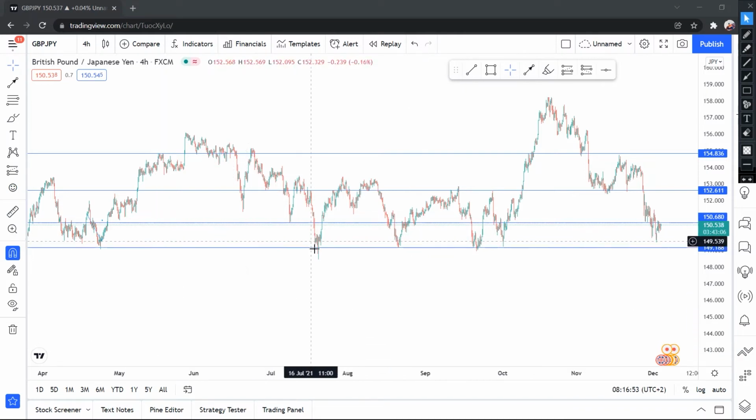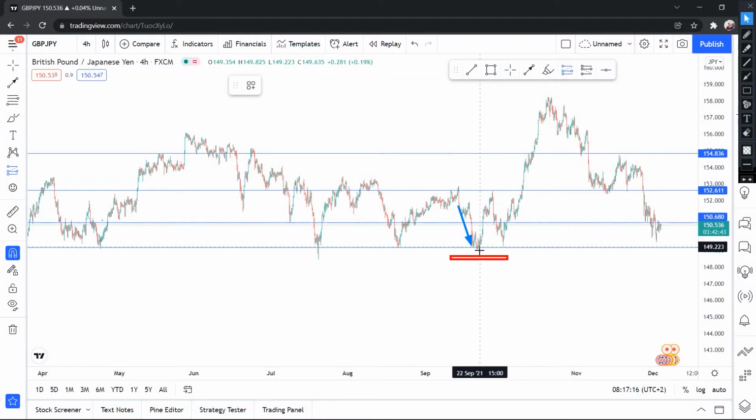Because if the market reached this level and it was resisted, I would assume that, okay, if the market reaches back to this level, it could be resisted again. So I'll be looking for a buy, right? So I would basically take a buy at this level, right?